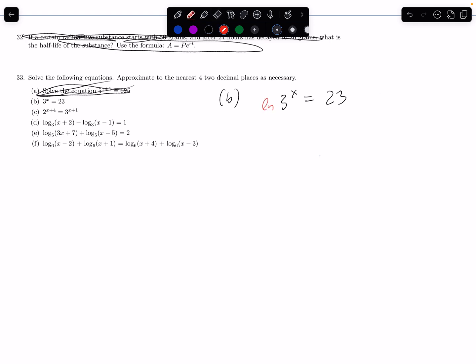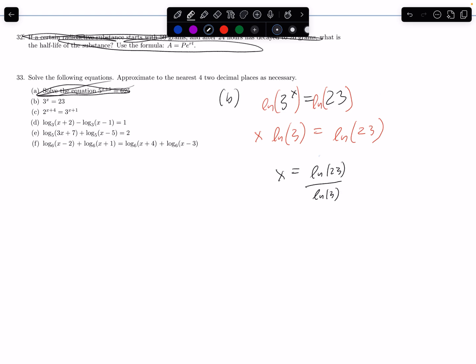So the thing that makes sense is to just start right away by hitting it with the ln. The exponent comes out in front as a multiplier. That's really the key property of logs: logs will bring down an exponent as a multiplier in front. So I get x ln of 3 equals ln of 23. So that means x is ln of 23 divided by ln of 3.